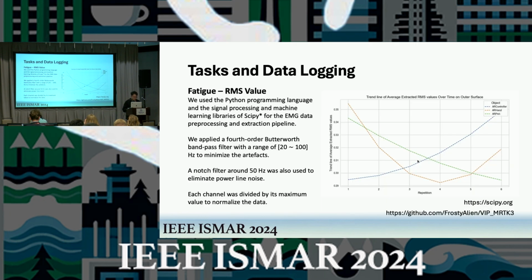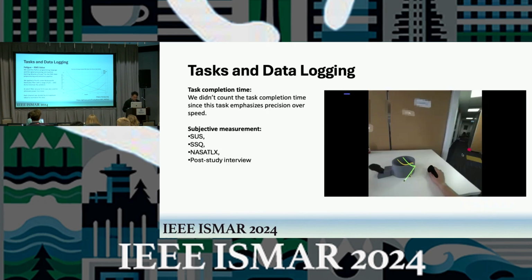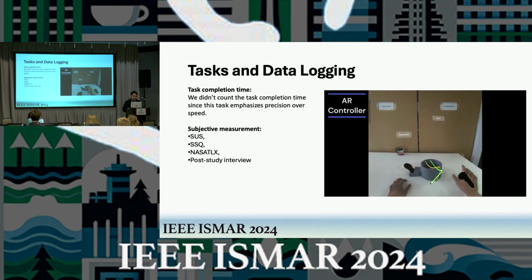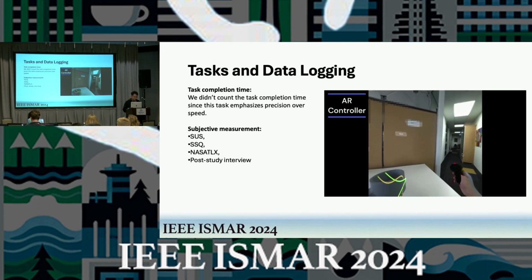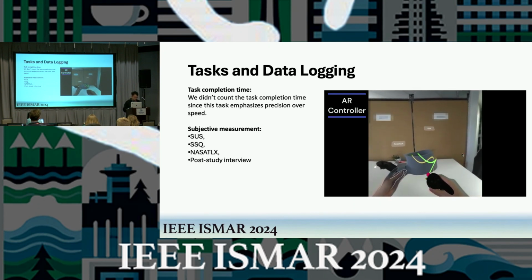For muscle fatigue, we use a machine learning library to extract and process the RMS value. This is an example of the trend line of average RMS value over time on the outer surface in the AR condition. All the data set and code are available on GitHub. We didn't really count the task completion time in this experiment because this task emphasized precision over speed.